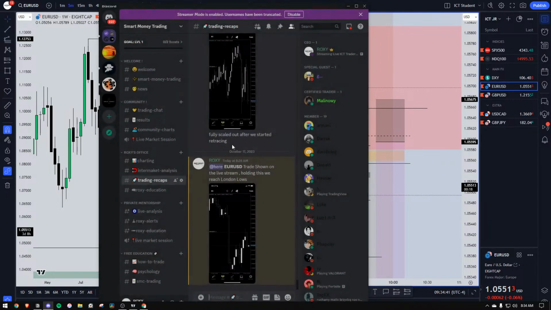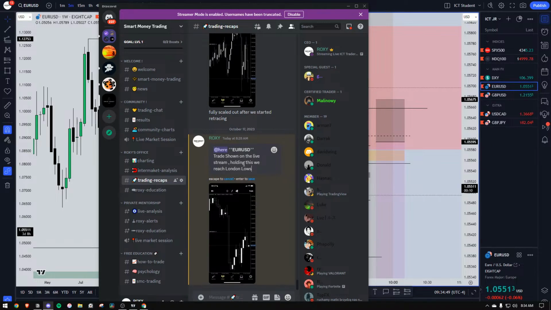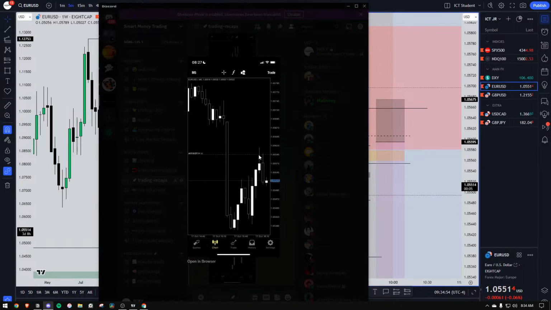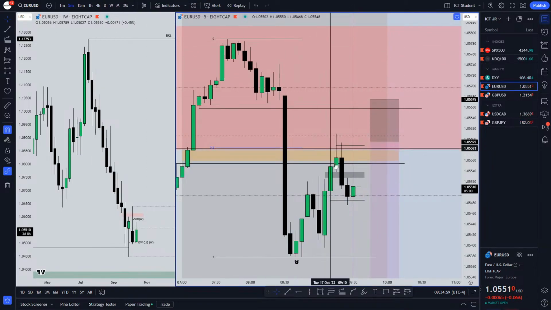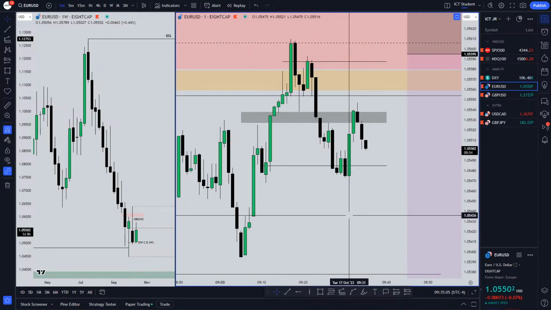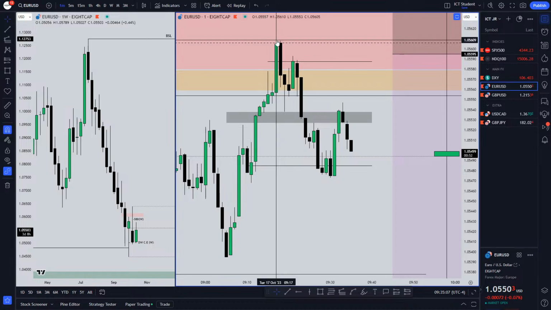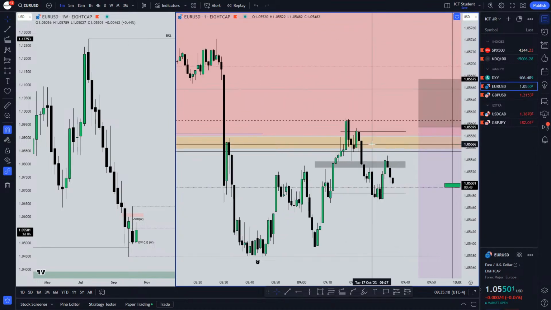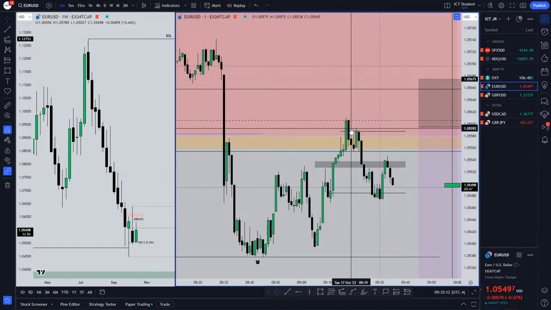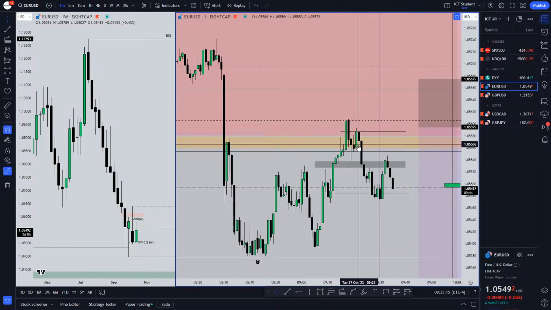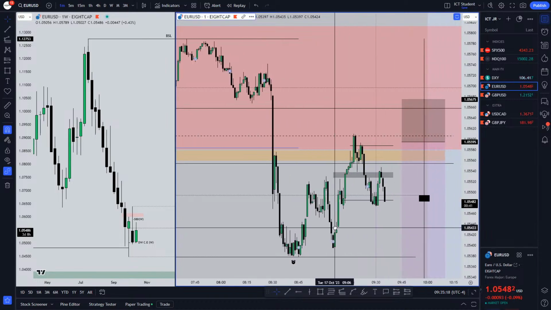This is my MT4 Euro USD trade shown on the live stream, holding this till we reach London lows there. And then you can see we entered off of that level, basically the one I was just showing you right now on the 5 minute. Main reason why, if we go to the 1 minute, we tapped into that consequent encroachment of the 15-minute inverse, and that's kind of where I entered. But the spread got me a little bit below that, which is perfectly fine. And then we came rallying, then we dropped. Very simple and sweet.